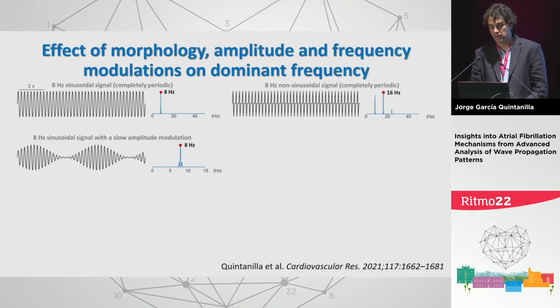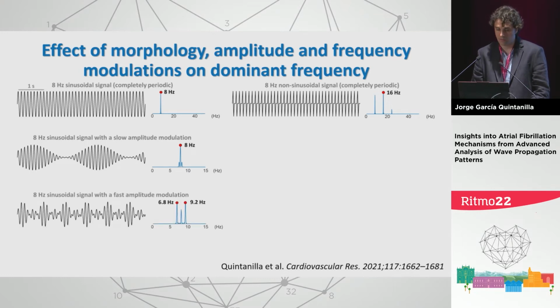But let's come back again to sinusoidal signals, not to complicate things too much. If the signal has a slow amplitude modulation, signal theory predicts that peaks will appear at both sides of the main one. But the faster the amplitude modulation, the more separated these additional peaks are, and they might even be higher than the one reflecting the periodicity of the signal.